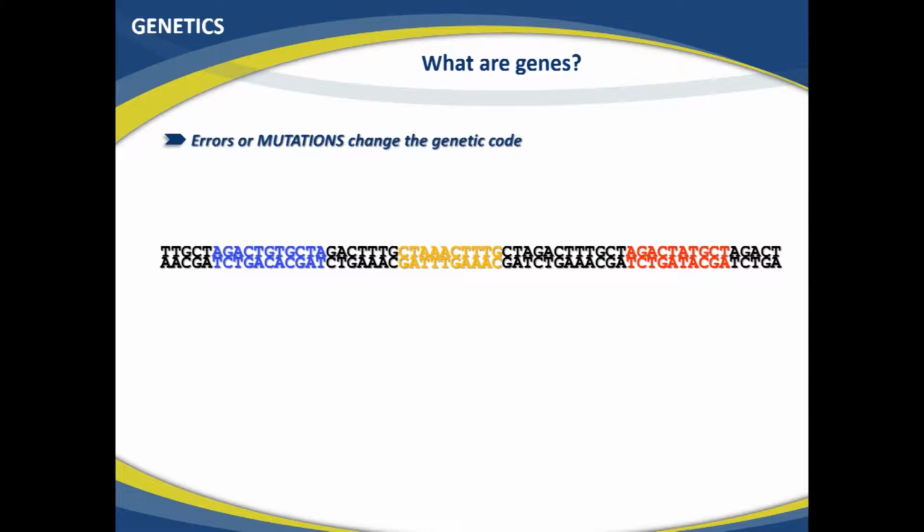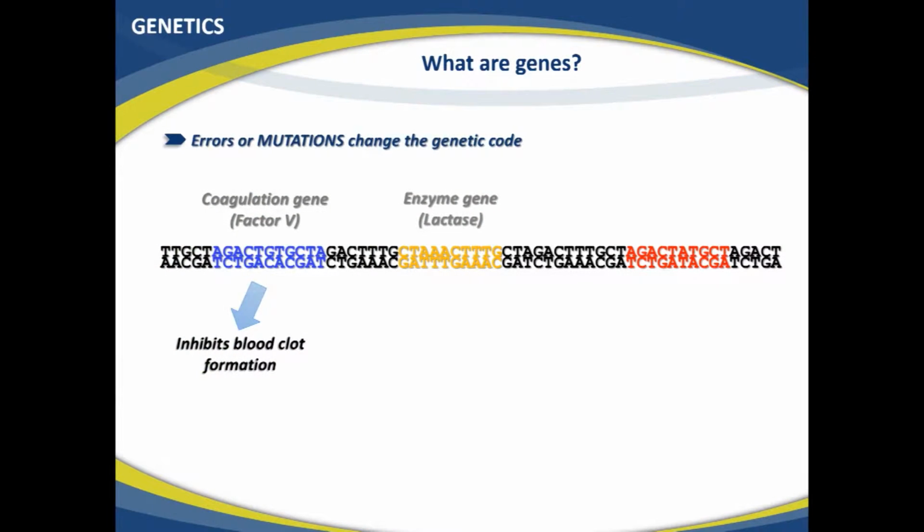And here is an example. I have three genes. One of them is a coagulation gene. It's factor 5. And this gene inhibits blood clot formation in the bloodstream, because you do want the wound to close up through blood clotting if you cut yourself, but you don't want this happening in the blood vessels. Then there is an enzyme gene. An enzyme is a small machine like scissors that break up things or put things together. And in this case, this enzyme gene is called lactase, which is necessary to break down or digest the milk sugar lactose.